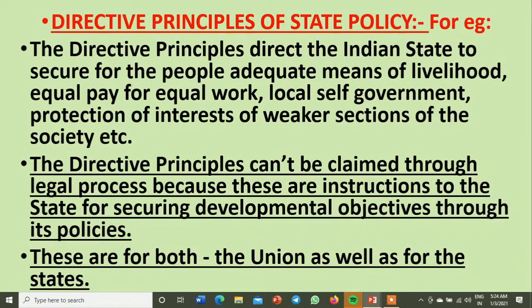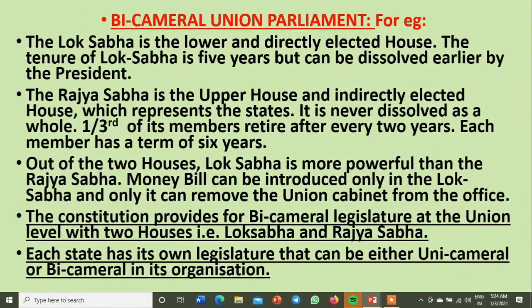Students, fundamental rights can be claimed through filing writs in the High Court or the Supreme Court, but we can't claim directive principles through the court. These are just directions. Next feature is bicameral union parliament.